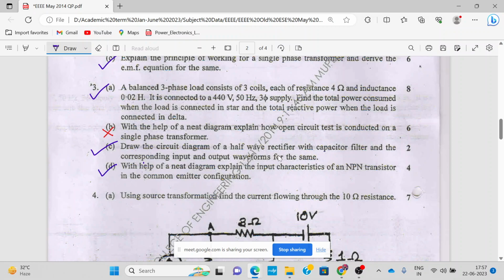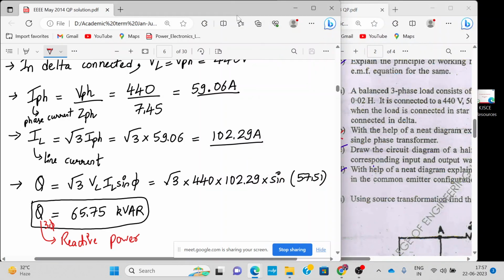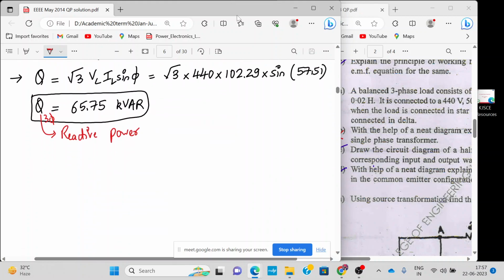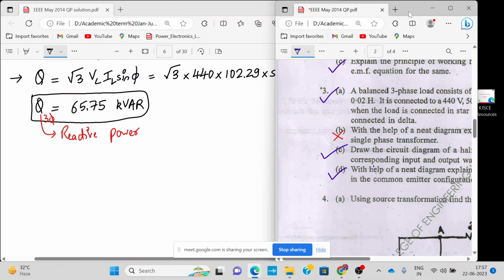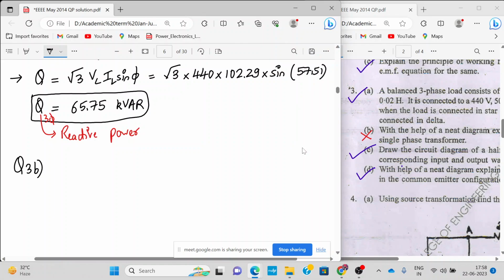Okay. So let me just write it down over here. If someone is referring to the paper, they should know: transformer open circuit and short circuit test is not there. So question number 3B, not in current syllabus. This is the May 2014 paper. So this was the old syllabus.